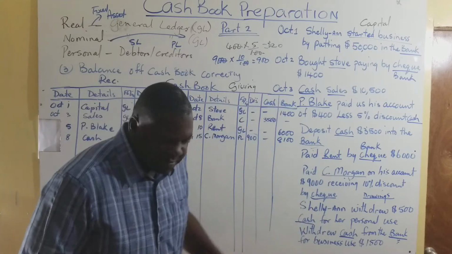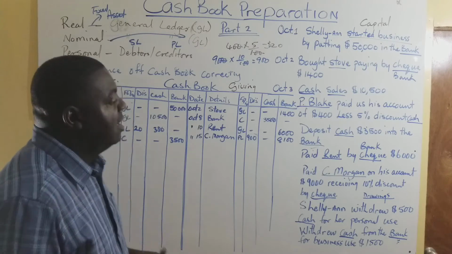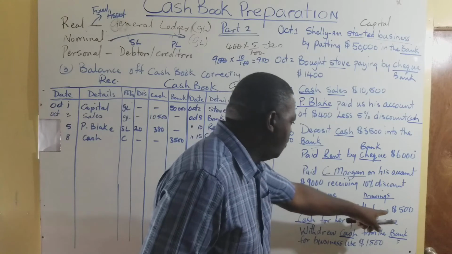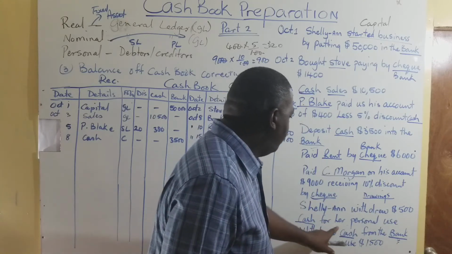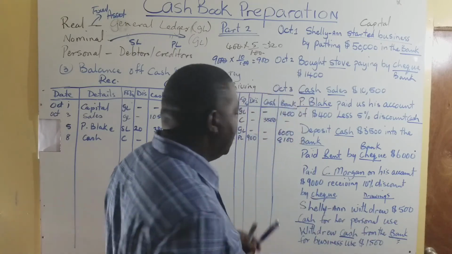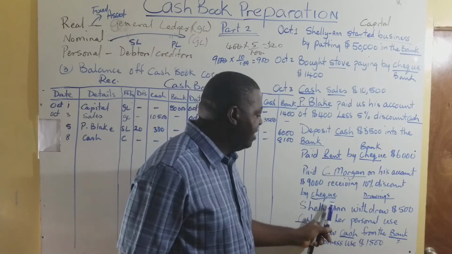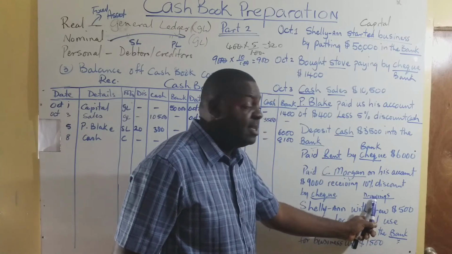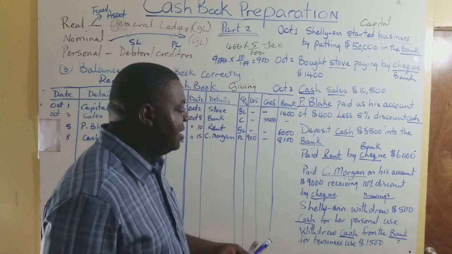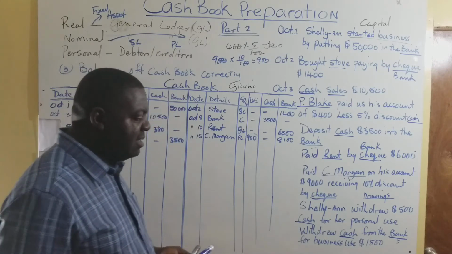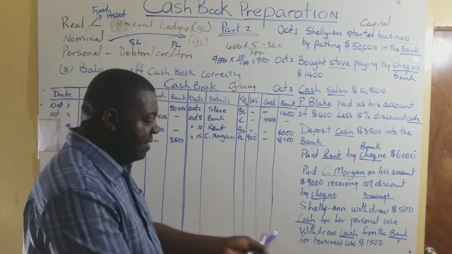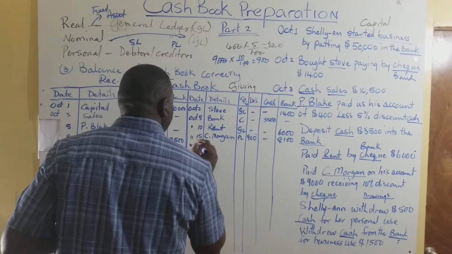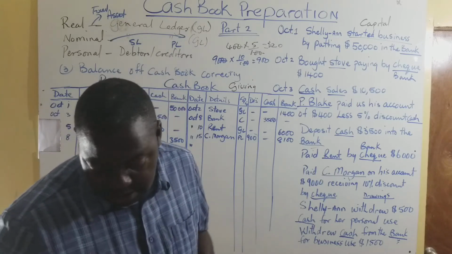Next transaction for Shellyan. Shellyan was on the 19th. It says that Shellyan withdrew $500 cash for her personal use. We had indicated earlier that since Shellyan is the owner of the business and she's taking the goods for personal use, it is joint. So the question is, she is withdrawing money from the business. Is the business receiving or giving? The business is giving. So we remain on the credit side, and the date is the 19th.